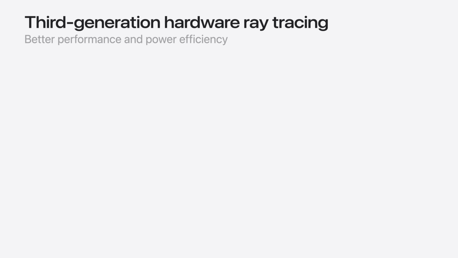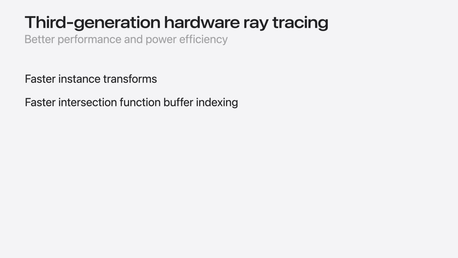Now let's talk about ray tracing, where M5 delivers significant improvements. M5 represents the third generation of hardware ray tracing, bringing meaningful improvements across performance, power efficiency, and developer flexibility. The key advancements made for ray tracing include faster hardware-accelerated instance transforms that deliver faster ray tracing while reducing power consumption, fully hardware-accelerated intersection function buffer indexing, and reduced memory alignment requirements for acceleration structures. Here's a closer look at each of these.